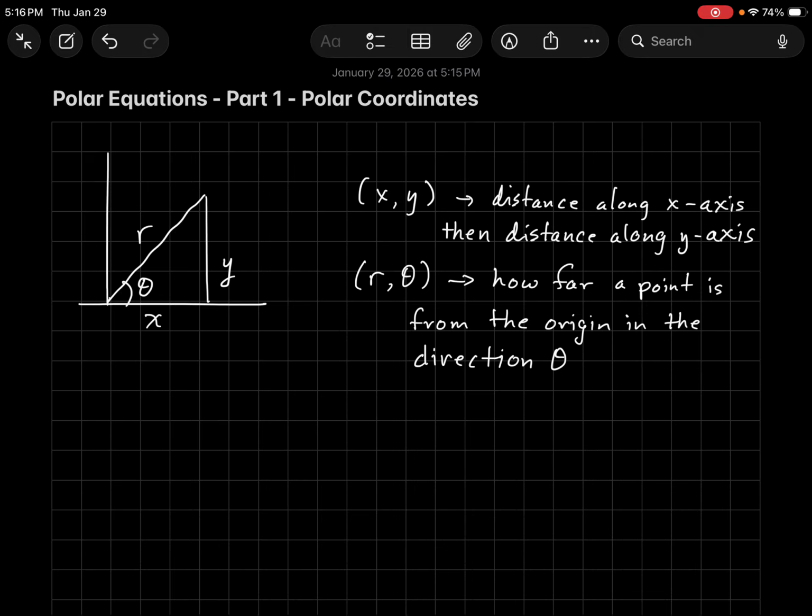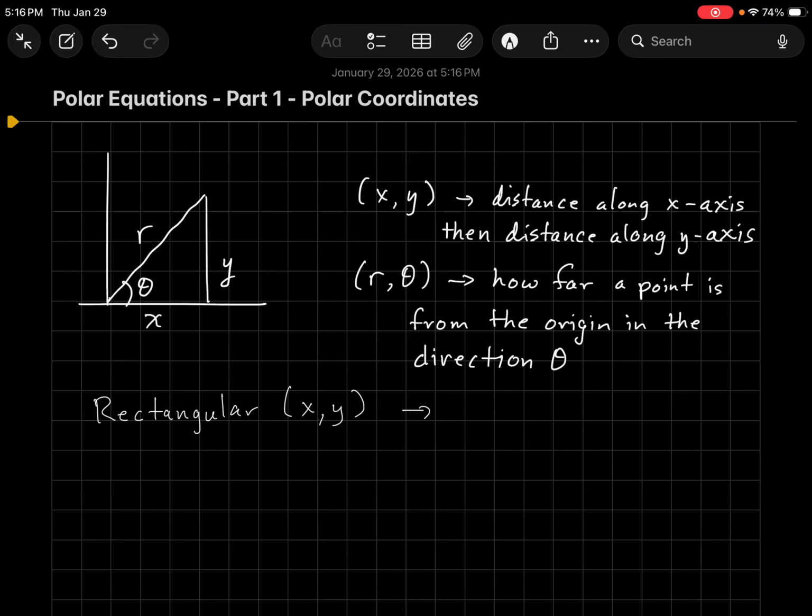In rectangular coordinates, we use the point x comma y, where x is the distance that we go along the x-axis, and then the y says, now, how far do I go along the y-axis, or parallel to the y-axis.